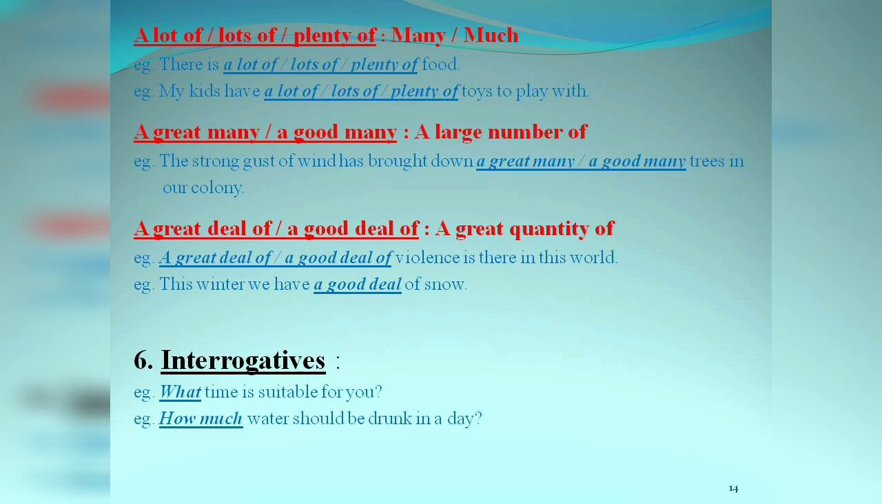Sixth and last determiner is interrogatives. What time is suitable for you? And next sentence says, how much water should be drunk in a day?